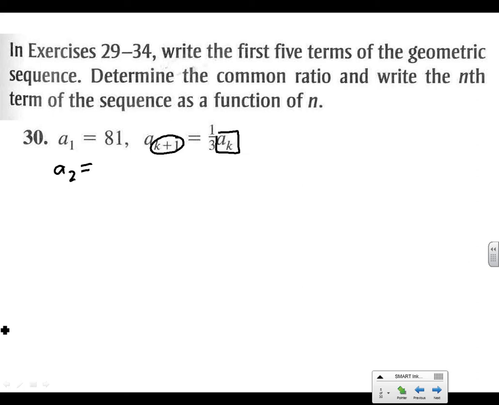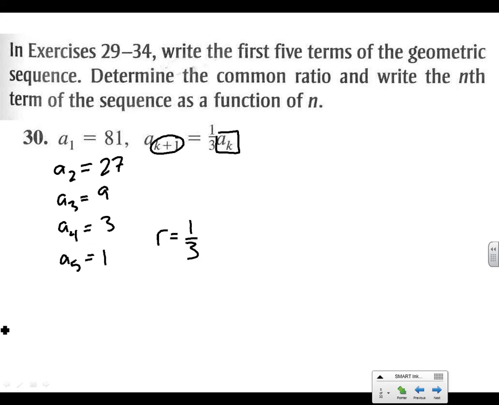So a third of 81 is 27. A third of 27 is 9. A third of 9 is 3, and a third of 3 is 1. Okay, so we've got that pattern. Can we find the common ratio? Yep, we're dividing by 3, so r is 1/3.